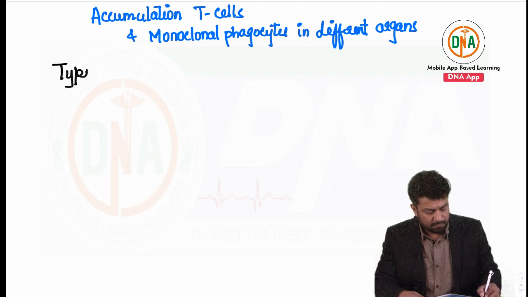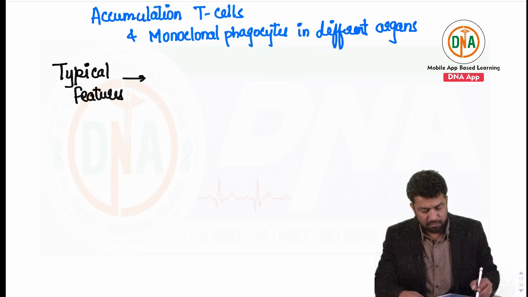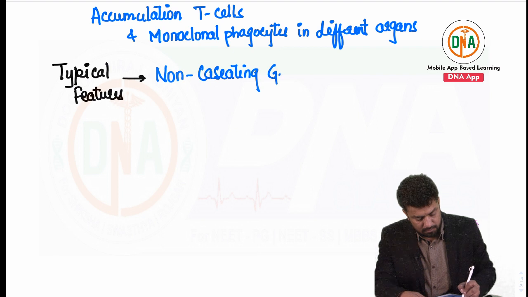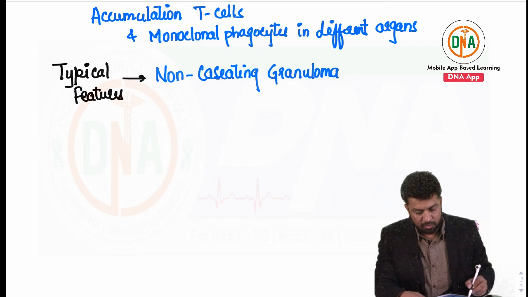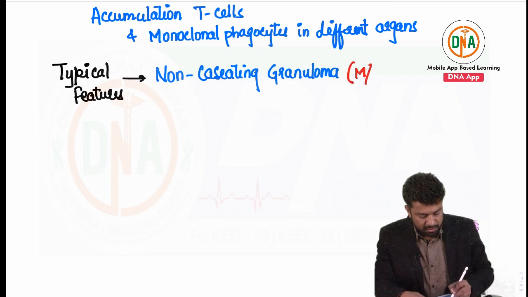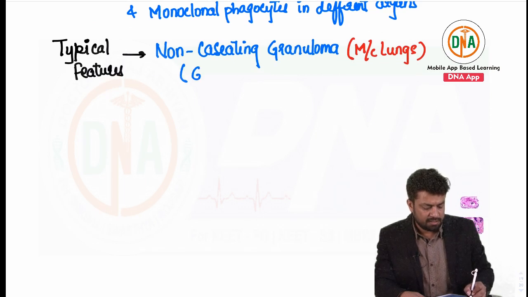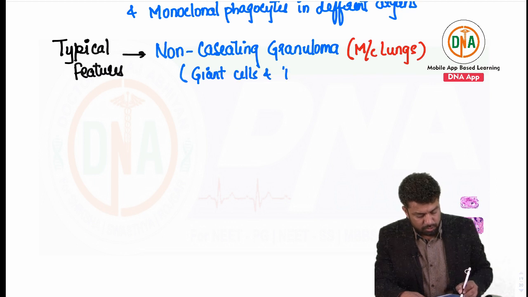What are the typical features? Typical features of sarcoidosis consist of number 1, non-caseating granuloma. This is most commonly seen in the lungs. So it is a granulomatous disease, and this consists of giant cells and inclusion bodies.